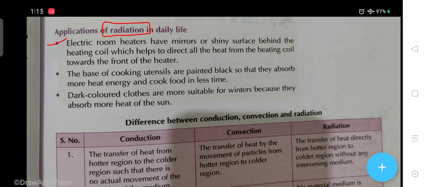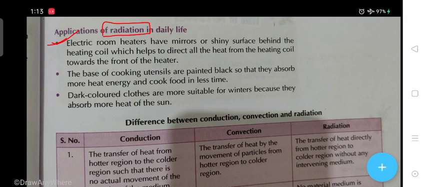So first one, electric room heaters have mirrors. Dear friends, these are applications which we use in our daily life, in which heat transfers with the help of the radiation method. Electric room heaters have mirrors or a shiny surface behind the heating coils, which helps to direct all the heat from the heating coils to the front of the heater.